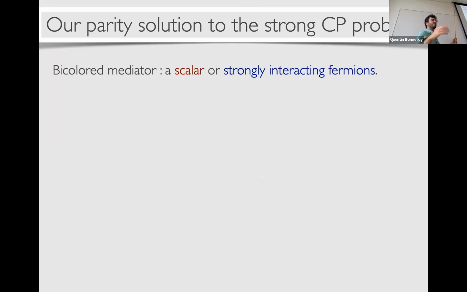On that respect, let me say just a bit about this bicolor mediator, and we consider two cases. Right. Yeah, they're actually interesting. It depends.